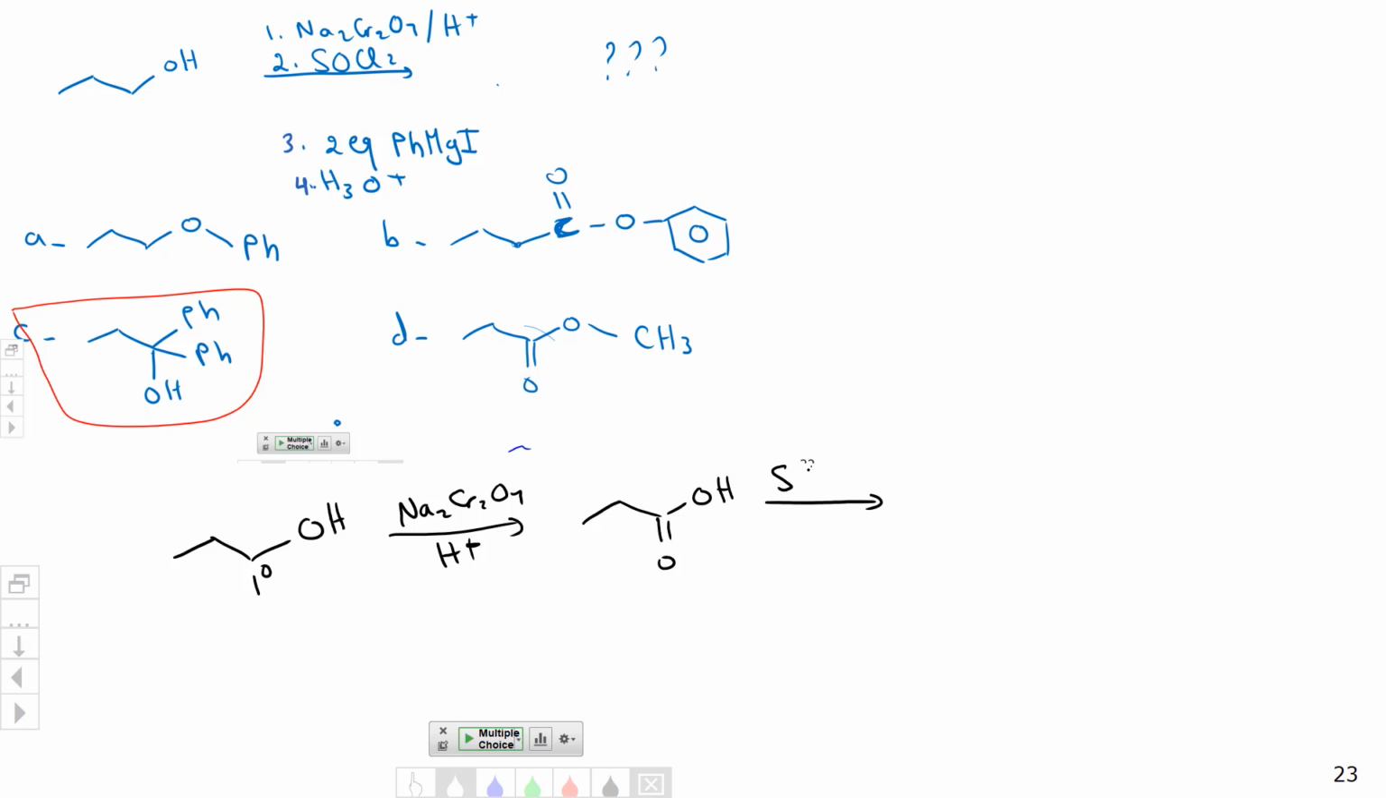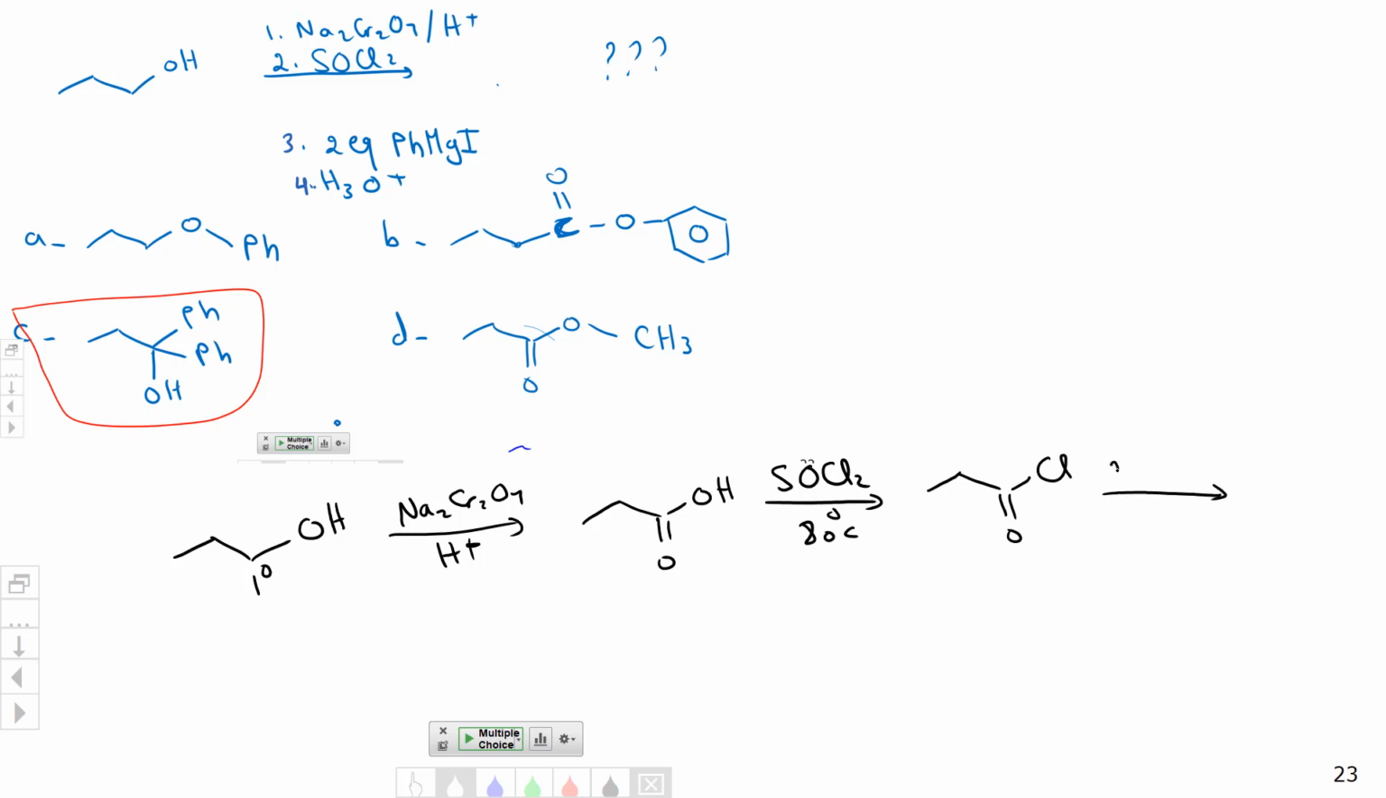The second step is SOCl2, 80 Celsius. This is the only method we learned to prepare acid chlorides. So in other words, these two steps that you're seeing in this slide, you're gonna see them often because they are the two typical steps to get to the acid chloride from a primary alcohol. Oxidation of the primary alcohol followed by SOCl2 to end up with the acid chloride.